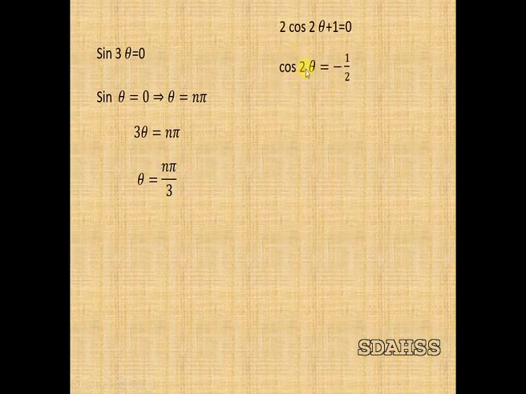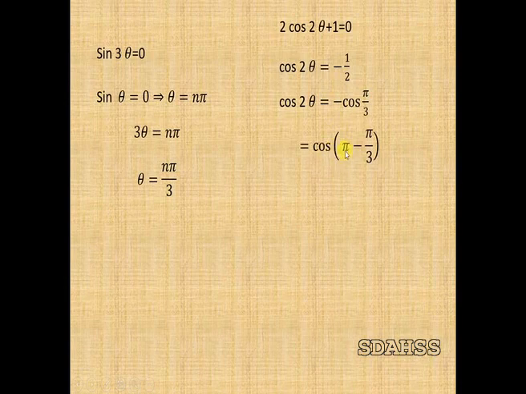Then cos 2 theta is equal to minus 1 by 2. Minus 1 by 2 we can write as minus cos pi by 3. Cos 60 is 1 by 2. So minus cos pi by 3 can be written as cos (pi minus pi by 3), since cos (180 minus theta) is minus cos theta. So cos 2 theta is equal to cos 2 pi by 3.